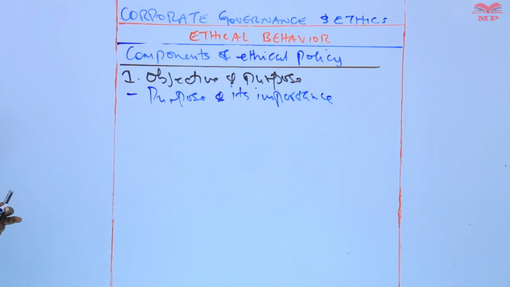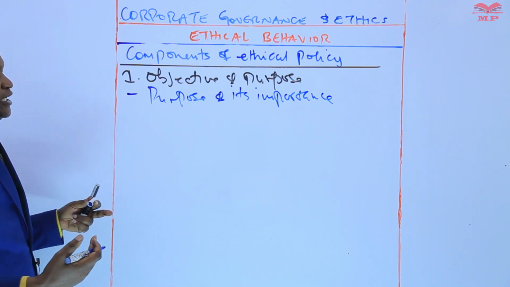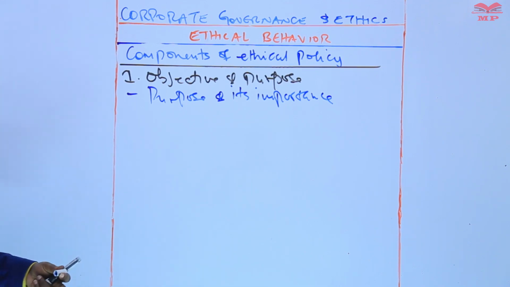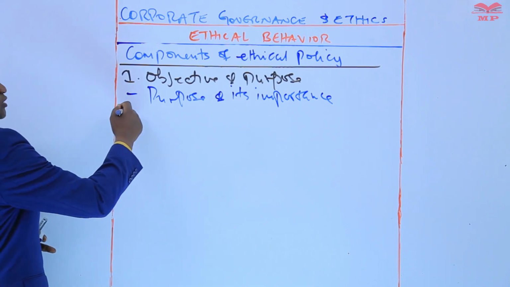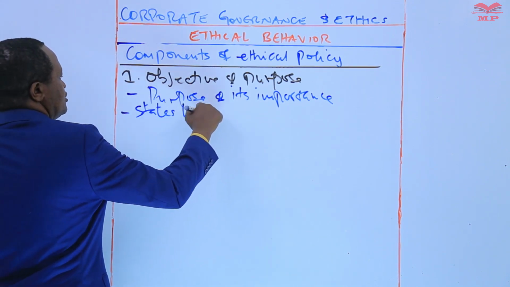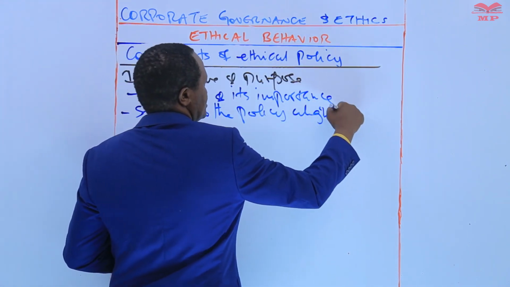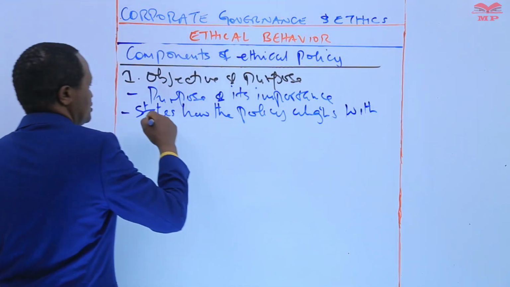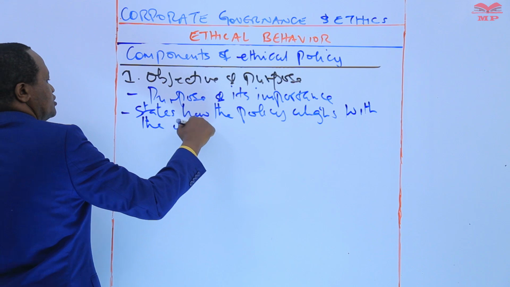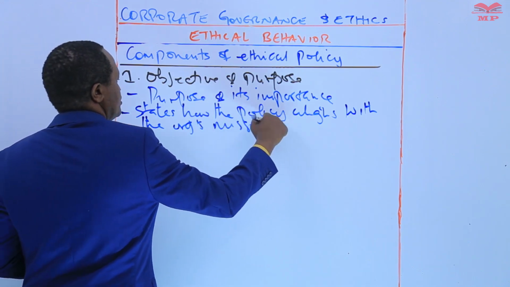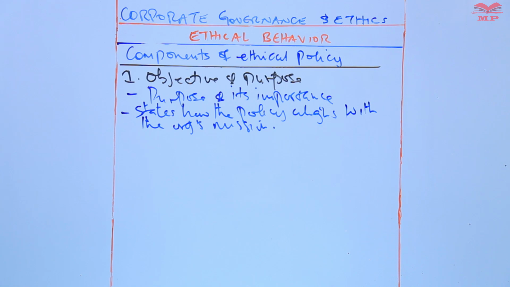At the introduction of the ethical policy, there has to be a section on the objective and purpose. It explains how the policy aligns with the organization's mission or vision. You understand? That is the objective and purpose, the introduction.